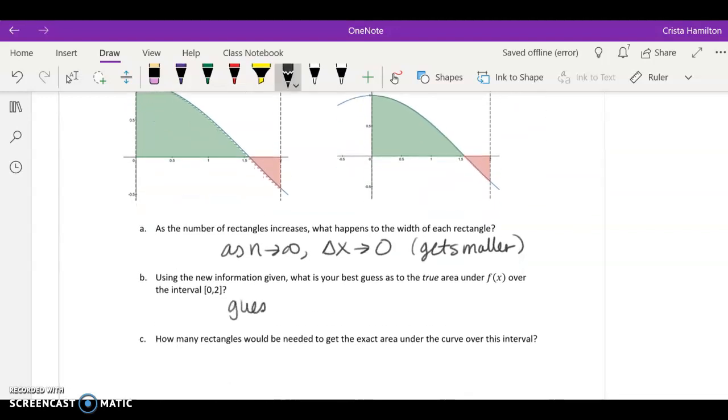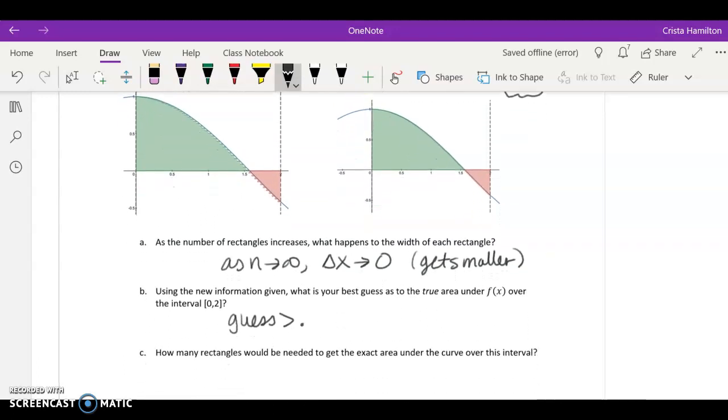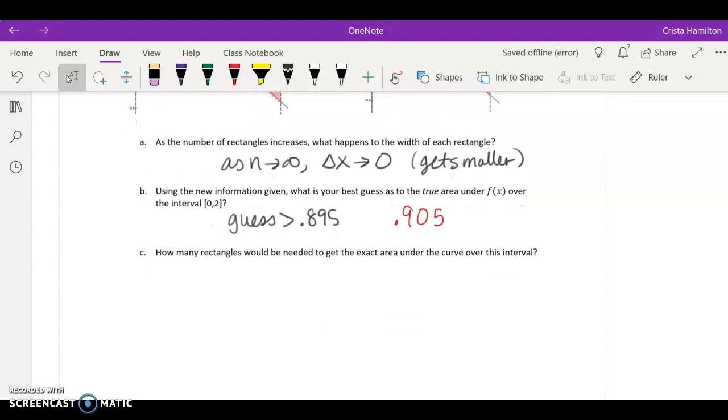So your guess right now should be greater than 0.895. But you see we're getting closer and closer to the approximation, so I would say that you're not too much bigger than that. I'd probably guess around 0.9. If I was doing this, maybe 0.905, something larger than 0.895, but not too much larger, because we know that we're still underestimating.